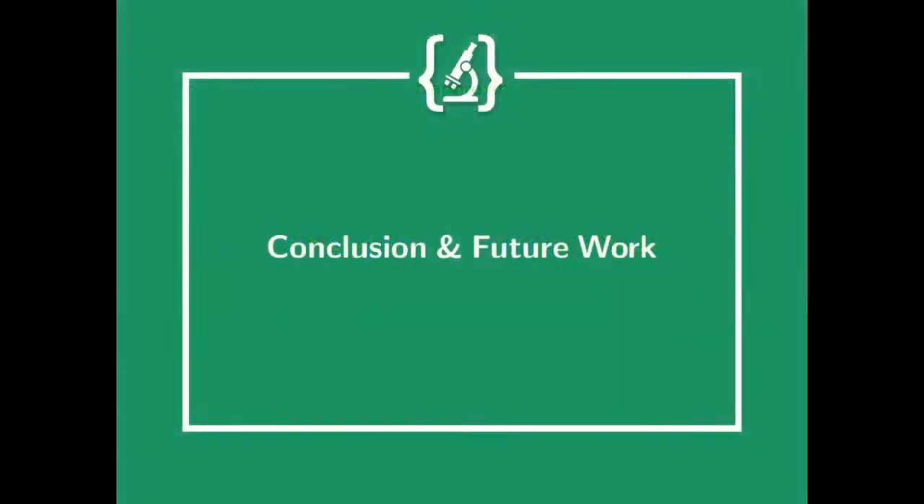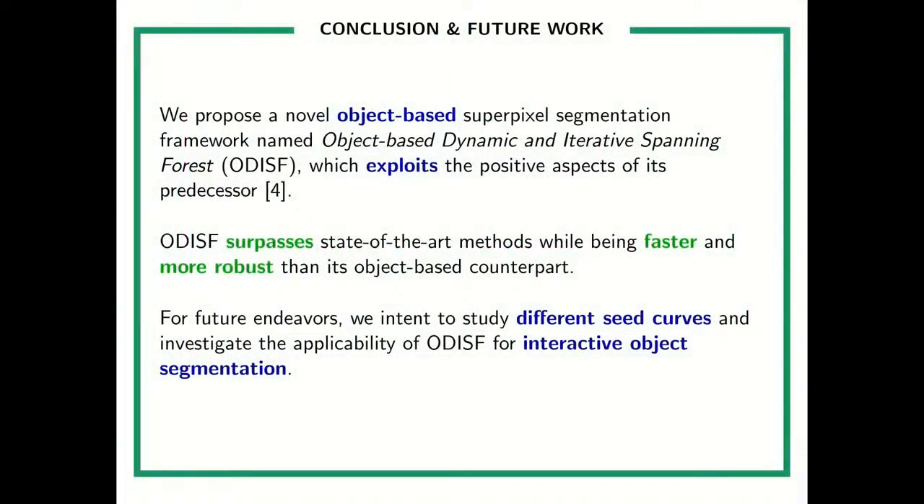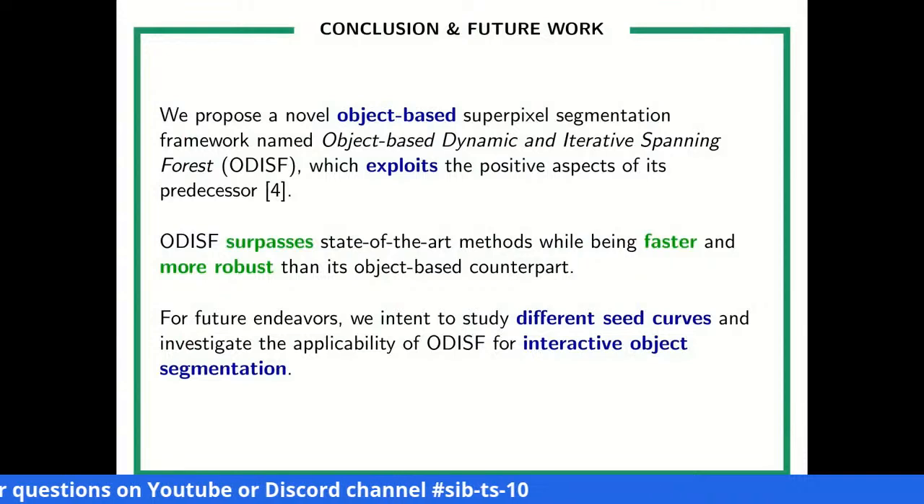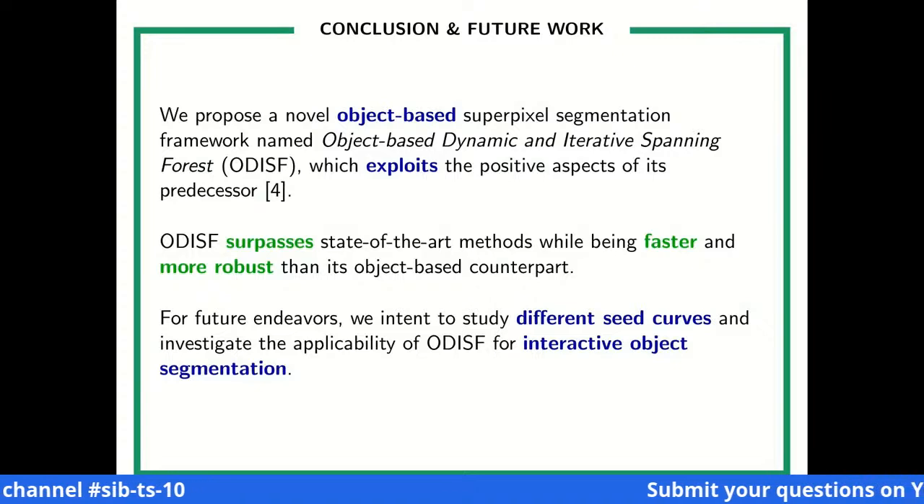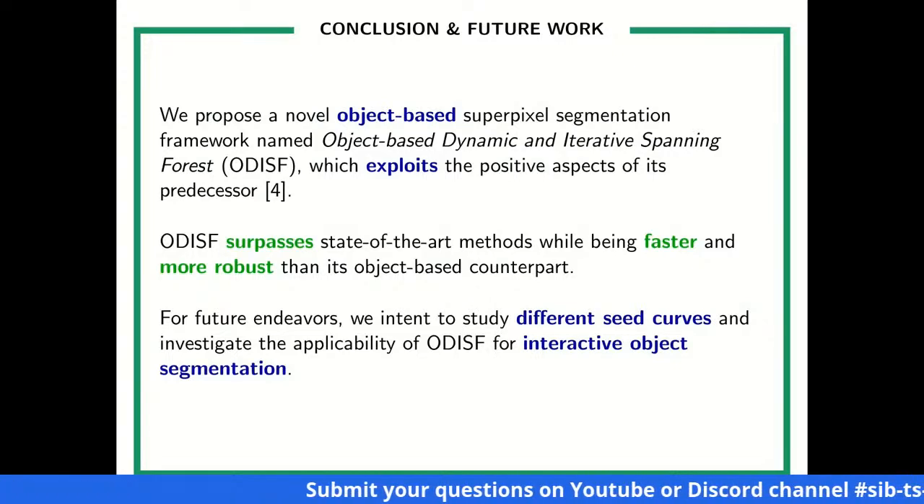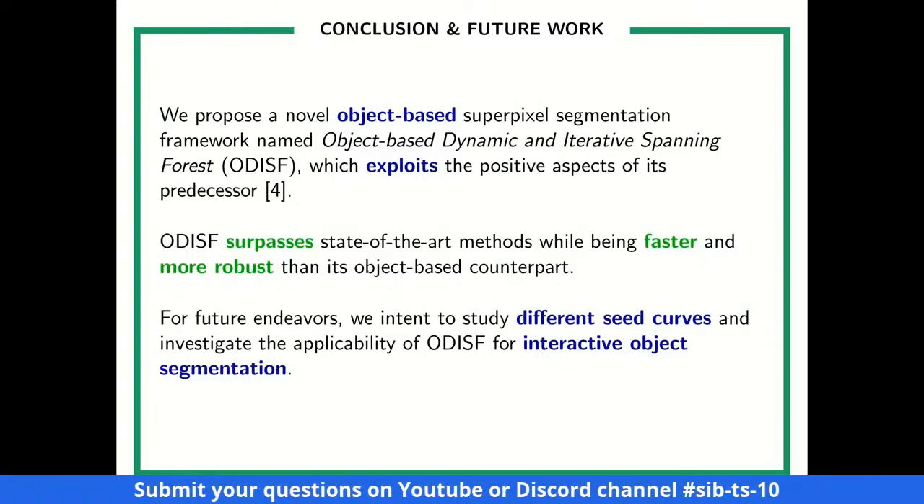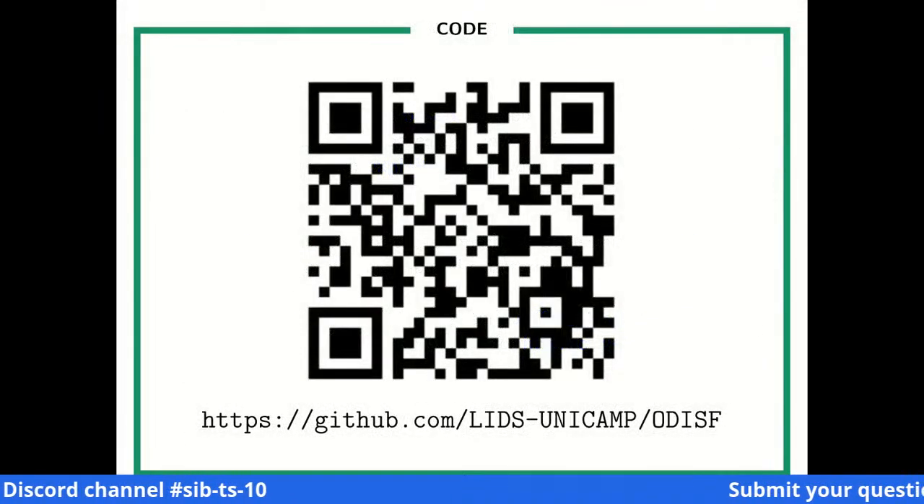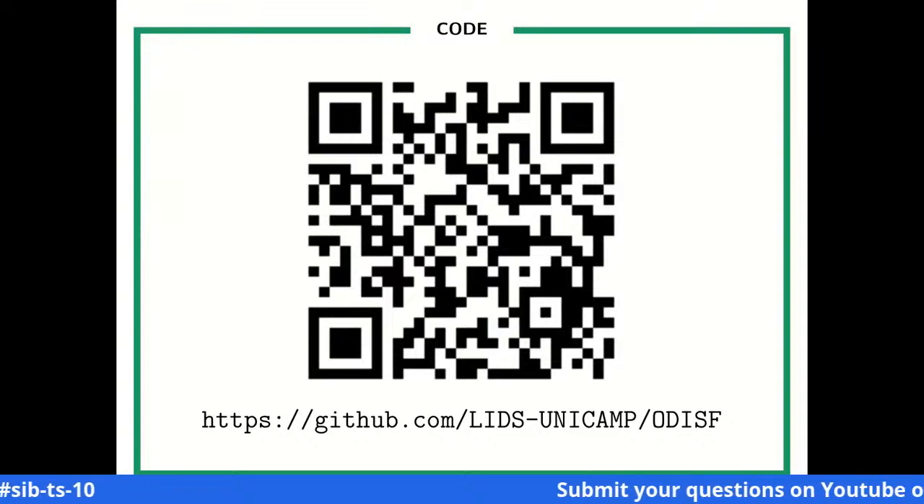For concluding this video, we propose in this video ODISP, a novel object-based method that exploits the benefits of its predecessor for effective object delineation. ODISP is also a faster and more robust approach than other object-based methods. For future work, we are mostly interested in evaluating ODISP for interactive object segmentation. The code of ODISP is publicly available at GitHub.